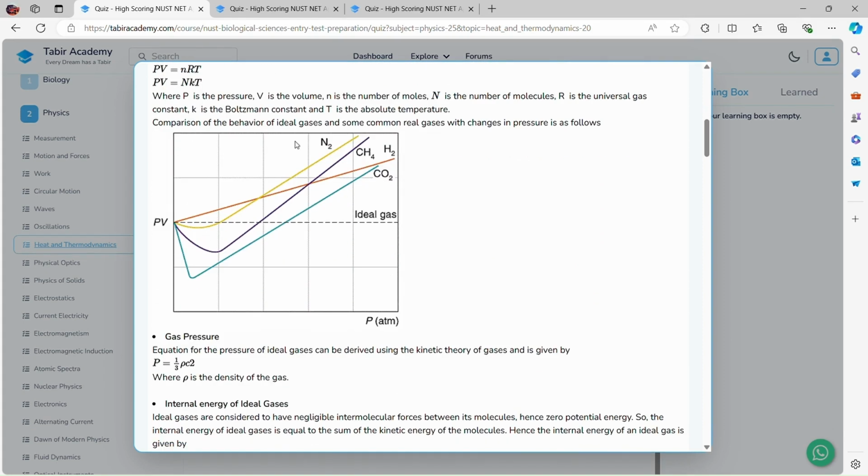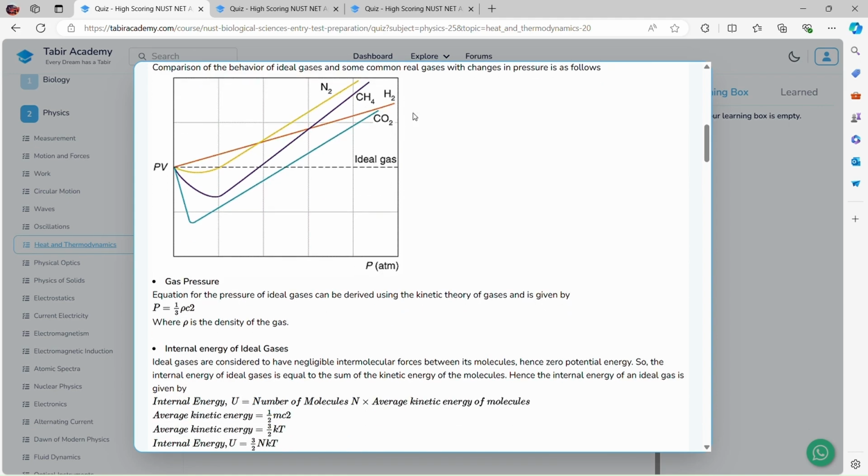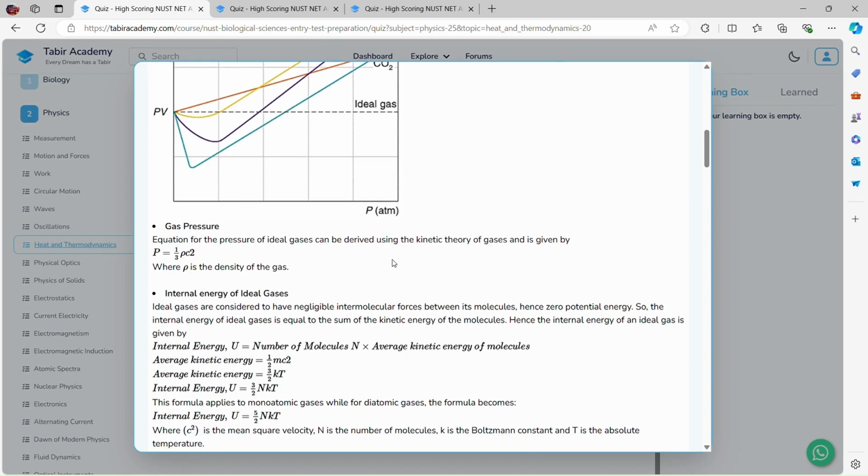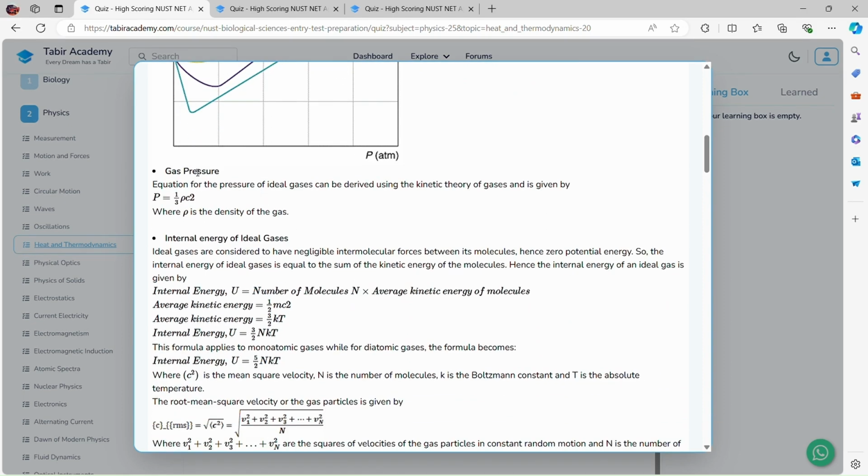Comparison of the behavior of ideal gases and some common real gases. These changes in pressure are as follows. Here you can see your pressure in ATM compared to carbon dioxide, hydrogen, nitrogen. Here's your gas pressure. The equation for the pressure of ideal gases can be derived using the kinetic theory of gases, and it's given by P equals 1/3 rho C squared, where rho is the density of the gas.